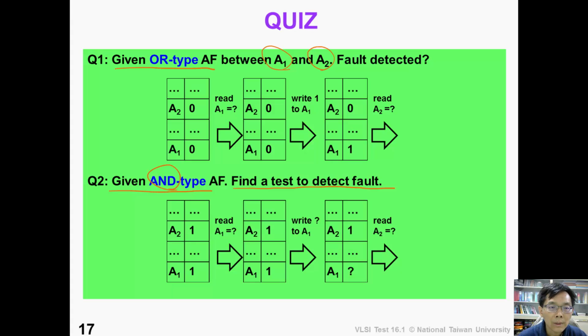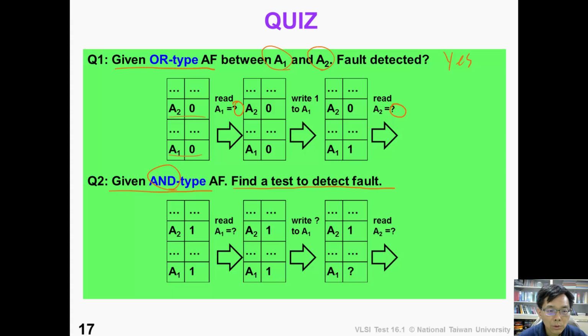Okay, are you done? Initially A1 and A2 are all 0. Now we read A1, we will get 0. And we write 1 to A1. And since this is OR type address decoder 4, we would read a 1 from A2. So the fault is detected.